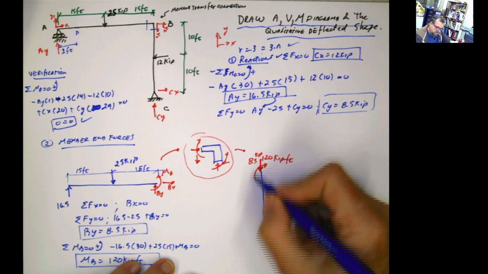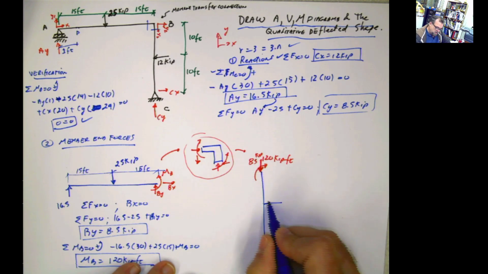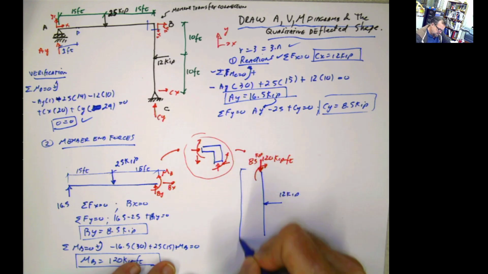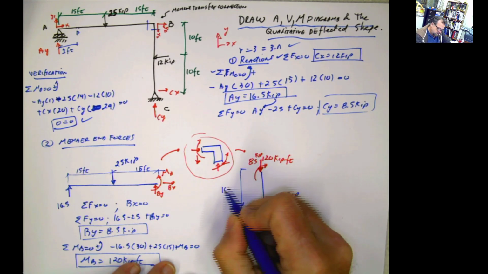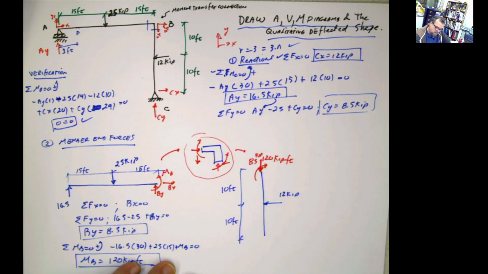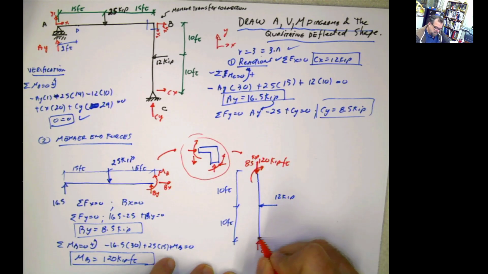Now let's complete this. I already put the forces here. I'm not putting the horizontal force here because it doesn't exist. Now I'm going to put this 12 here, 12 kip, the distances, 10 and 10, and here you have one reaction, which is CY, and that's it. You know everything, you know every single value.